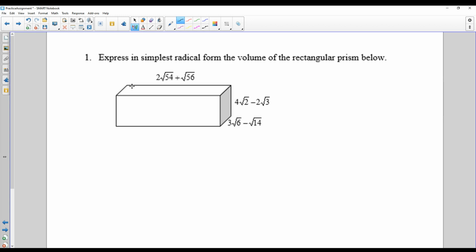Root 54, I agree. Let's simplify that. Hopefully not, well, I know you're not using a calculator to do it because you need to be able to do it without the calculator. What is the square root of 54 in its simplest form? Go ahead, you can tell us. Anybody? Square root of 54 in its simplest form. Yes. 3 root 6. That's good.